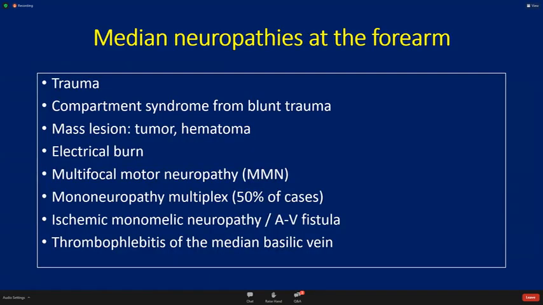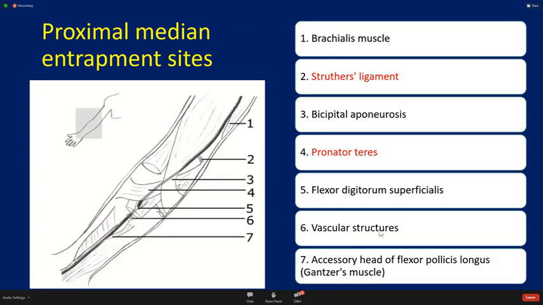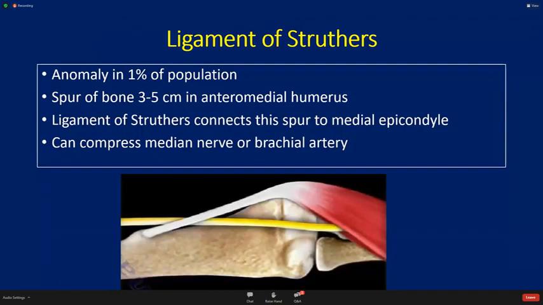Now at the forearm, you can have median neuropathies either just due to compression alone, which I will tell later, but more commonly it is due to trauma or mastication, or as part of a generalized disease such as multifocal motor neuropathy or mononeuritis multiplex. So there are multiple entrapment sites along the distribution of the median nerve, but the two important ones are at the level of just proximal to the elbow joint, that is at the level of Struthers ligament, and in the forearm, in the pronator teres.